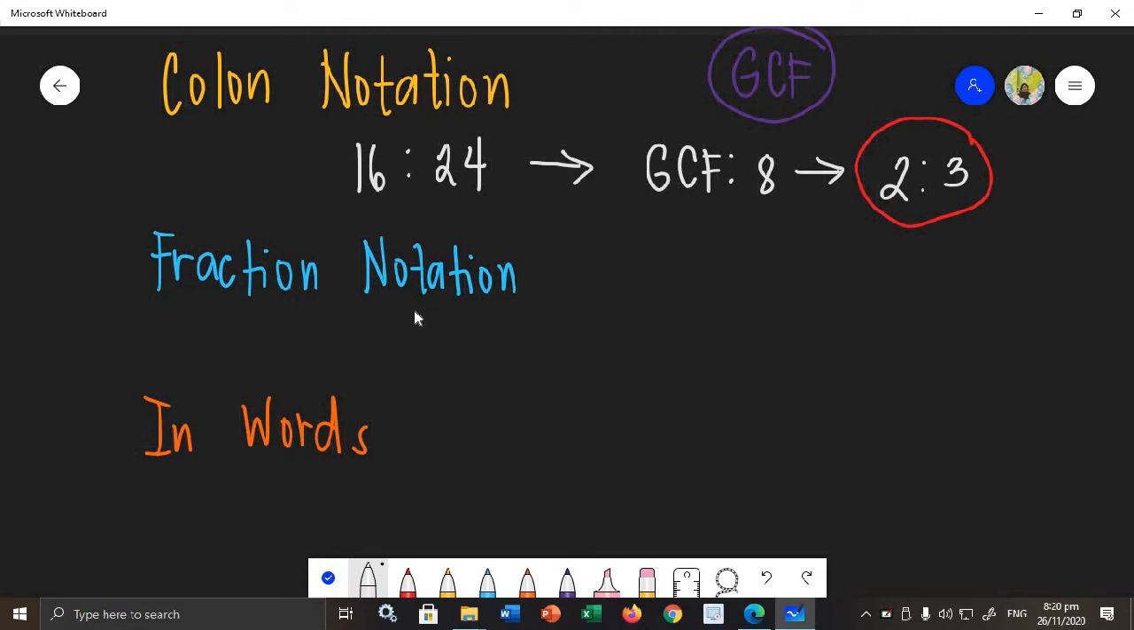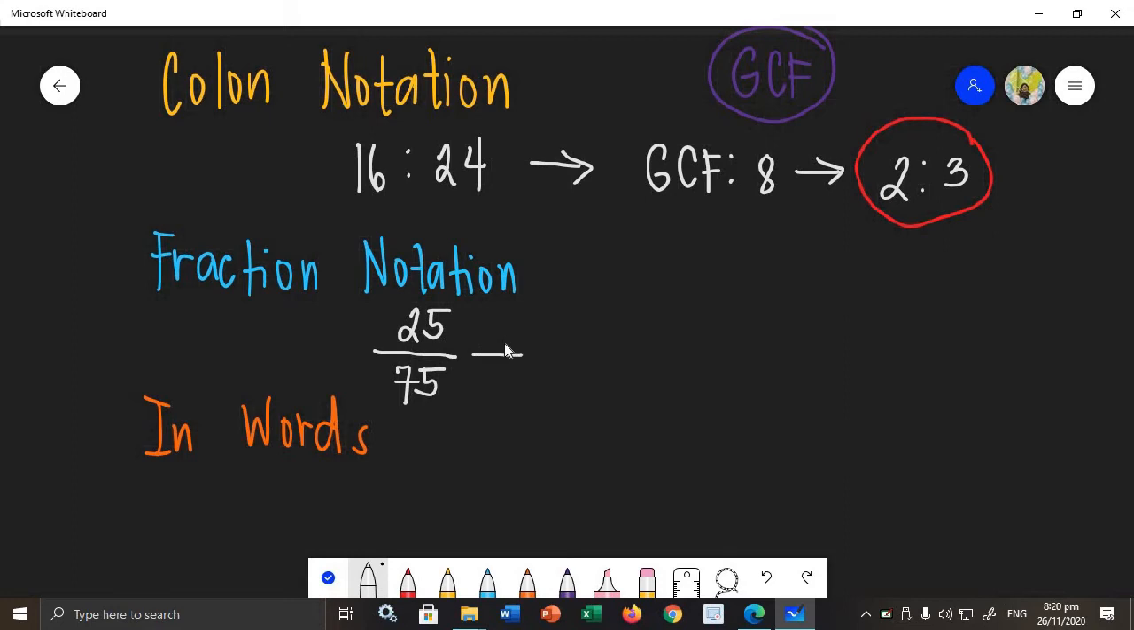So let's say, for example, I have 25 over 75. So kapag naka-colon notation, we will read the colon as "is to." Same sa word, "is to." So this is read as 2 is to 3. Okay, that is how you read that. Kapag naka-fraction notation, parang pag nagbabasa lang tayo ng fraction. So this is 25 over 75.